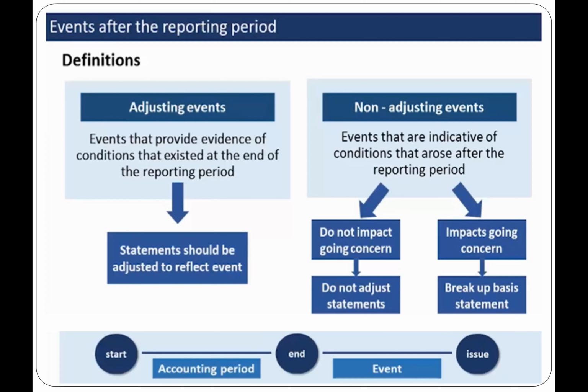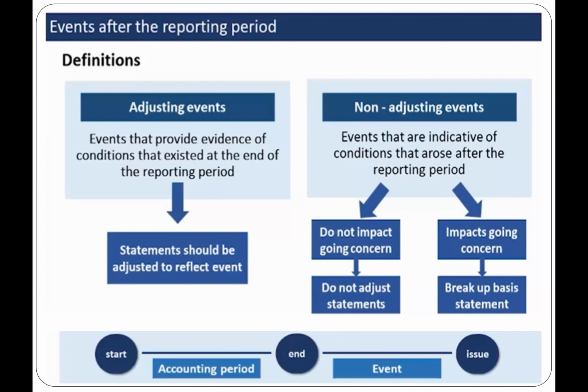Now, if you get a scenario in an exam, the first thing you need to determine is whether it is an adjusting event or a non-adjusting event. To determine that, you look at the scenario and ask yourself, is it telling me about conditions that existed at the end of the year, or is it telling me about conditions that arose after the reporting period? If it's telling you information about things that had happened before year end, it means you need to go back and adjust your financial statements.